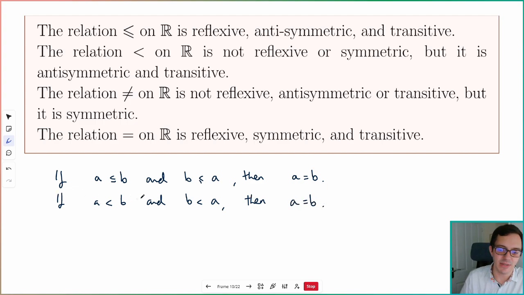If A is less than B and B is less than A, then A equals B. And you might be quite upset by that because, well, if A equals B, then neither of these are true. But I'm not saying it that way round. I'm saying if both of these facts are true, then A equals B. And of course, for the less than relation, these things are never simultaneously true. This never happens.